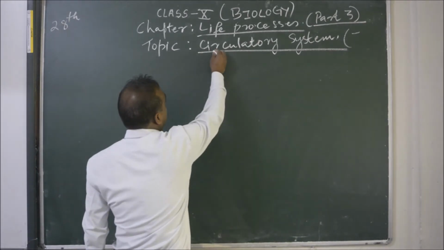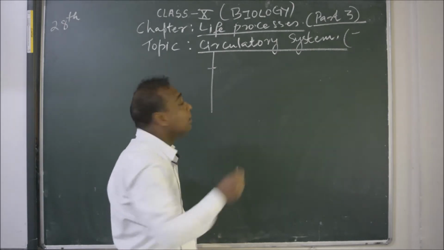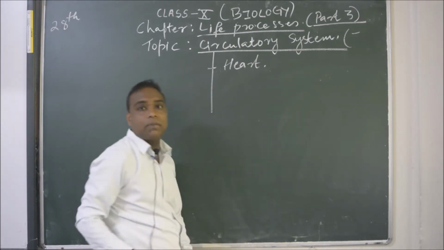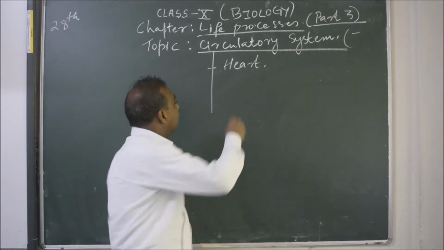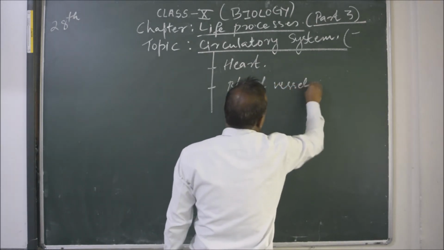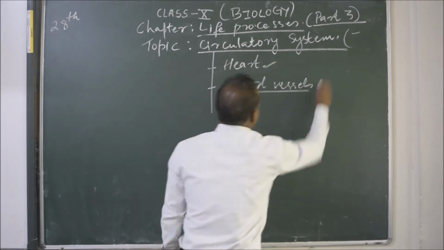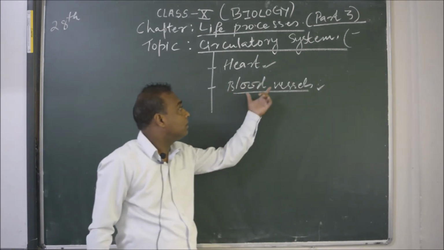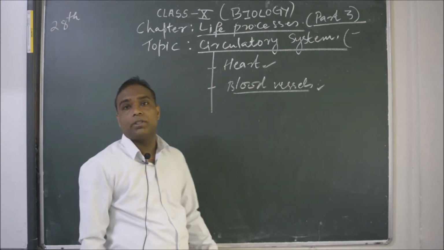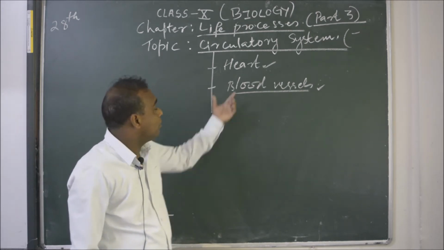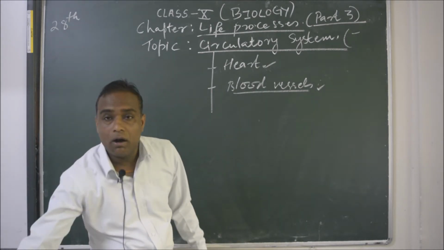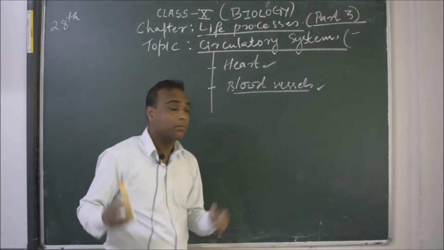Now, if you see the circulatory system, number 1 is the heart, one of the organs, and here there are the blood vessels. This heart and the blood vessels are the most important organs where the circulation of the blood takes place in the human body. First of all, let us see the structure of the heart, and then we will learn how the blood flows in the human body.